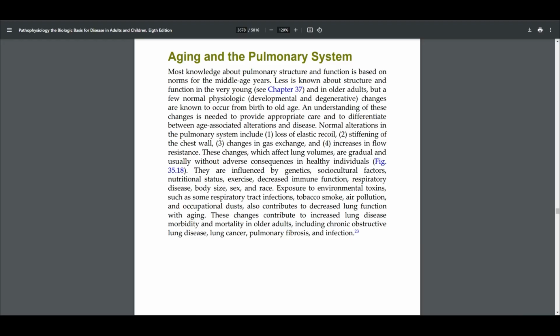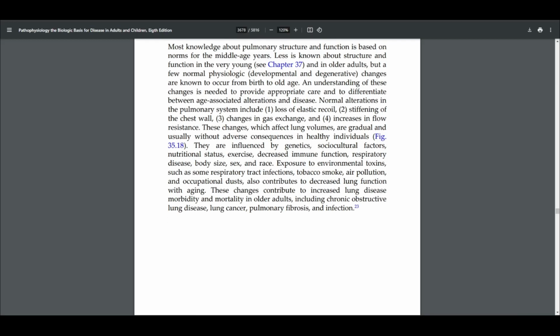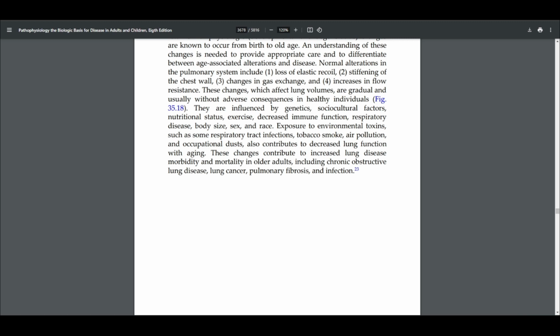Normal alterations in the pulmonary system include the loss of elastic recoil, stiffening of the chest wall, changes in gas exchange, and increases in flow resistance. These changes, which affect lung volumes, are gradual and usually without adverse consequence in healthy individuals. They are influenced by genetics, sociocultural factors, nutritional status, exercise, decreased immune function, respiratory disease, body size, sex, and race.